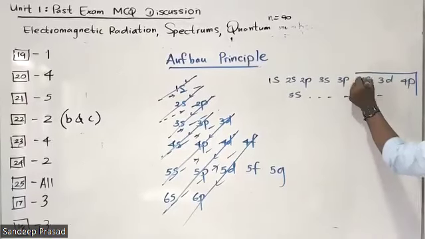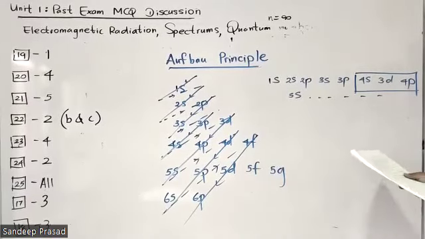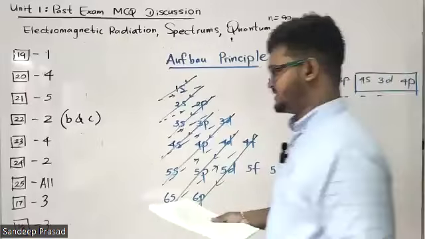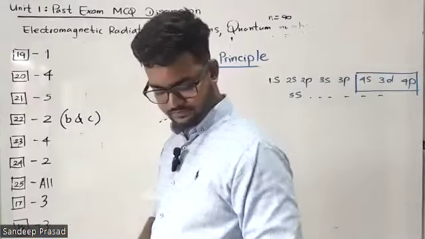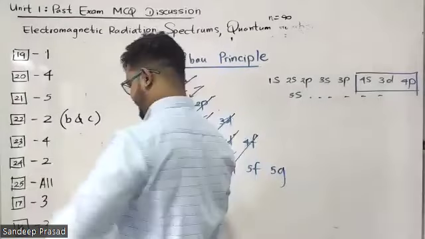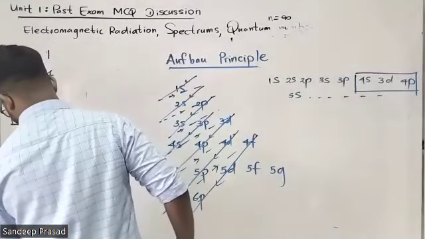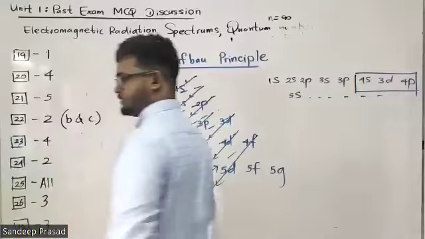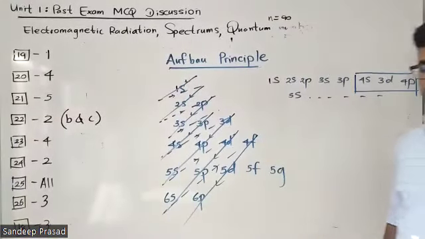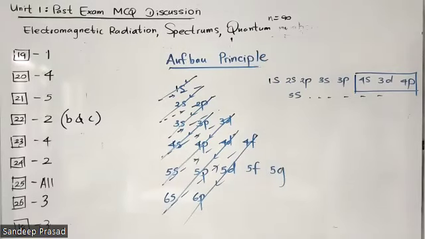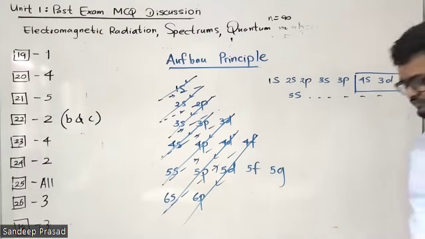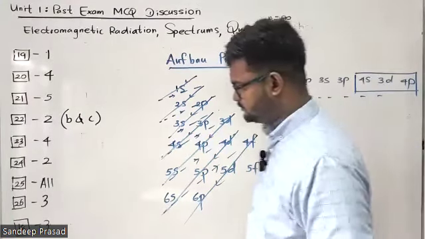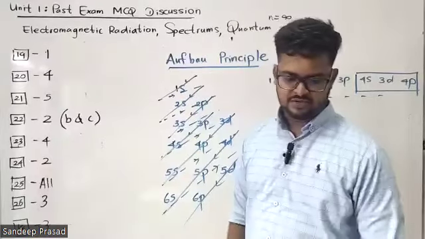Can you see this order? 4s, 3d, 4p. Question number 26, the answer is the third one. So this is the electron filling order. Question number 26, the answer is the third one.